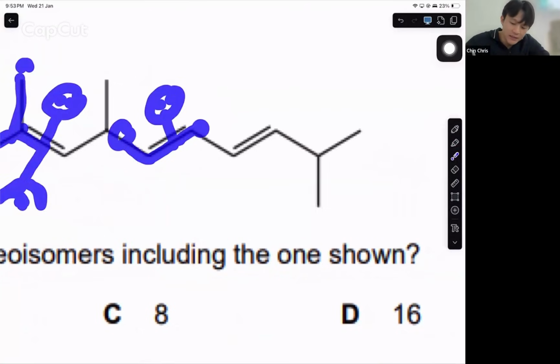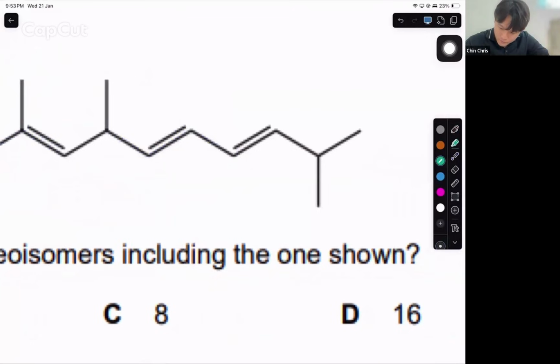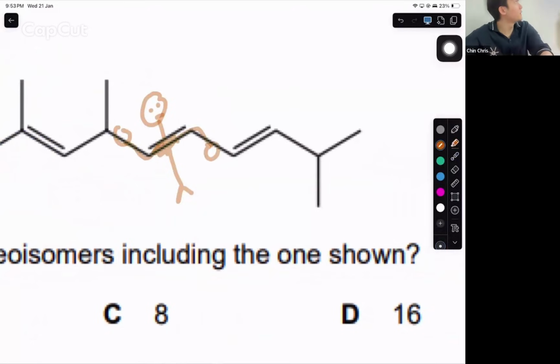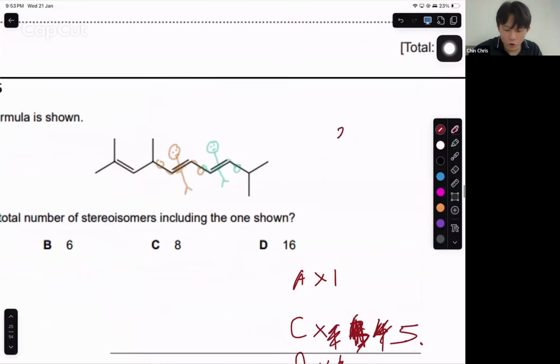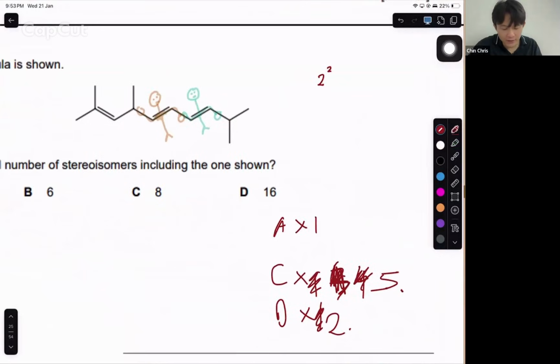Second one, can this show a cis trans or not? This is definitely a yes. Can this show us a cis trans again? Also yes. We have done 2 stickman. 2 to the power 2. Answer is definitely more than 4. So 4 could still be right.